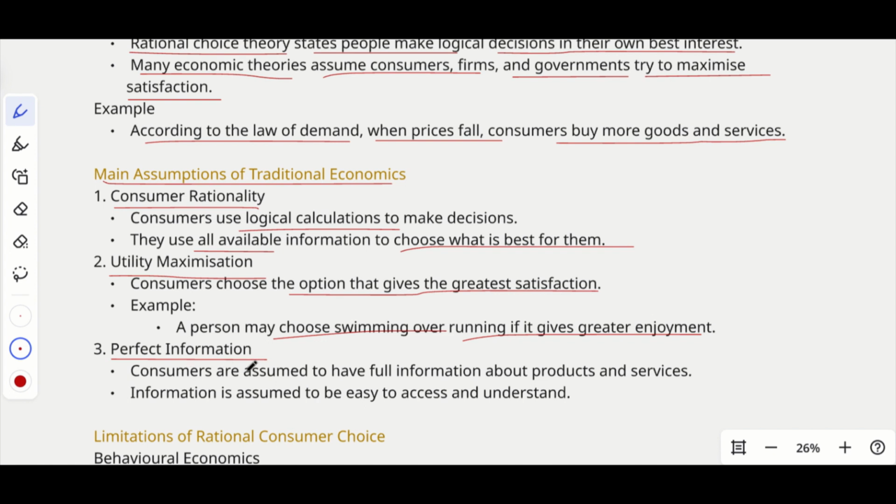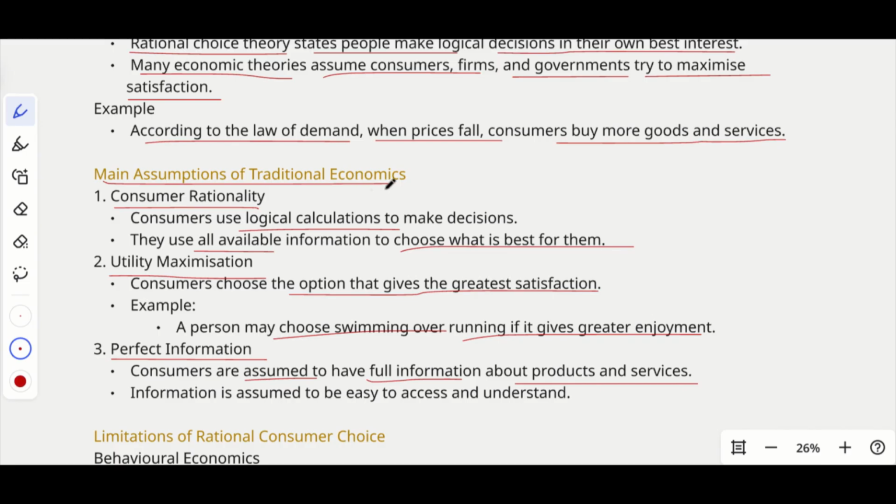That's perfect information. So information is very important. In our market, mostly we only have partial information, right? What is partial information? We don't have the complete access. Sometimes you might have noticed that many news reports come out that these products contain harmful things or some other things which are not clearly visible, which is imperfect information, right? So they assume consumers to have full information about products and services, which is actually not possible. Anyway, that is how they assume it.